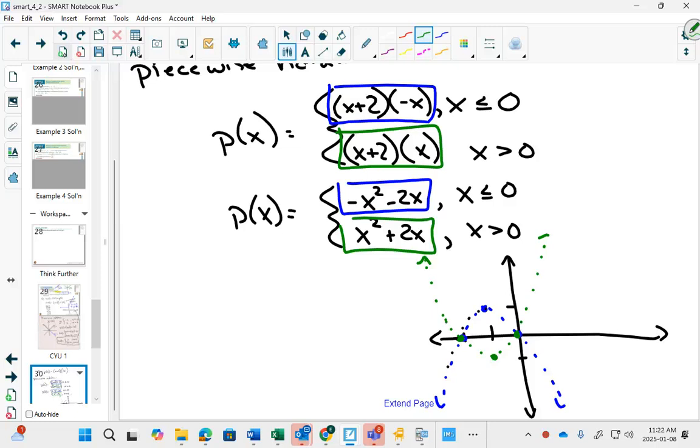So I'll take out my purple pen. I'm supposed to draw the blue one when x is less than or equal to 0. So I go to 0, and everything less than it, that's my blue one. And then when x is bigger than 0, I'm supposed to draw my green one.